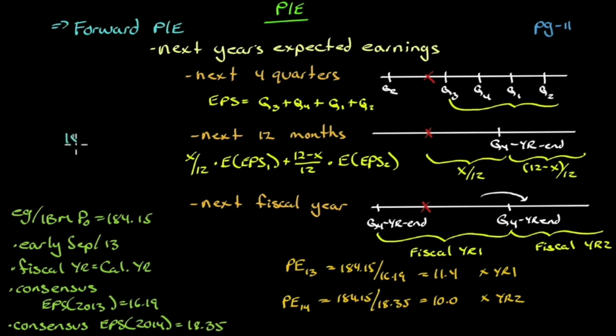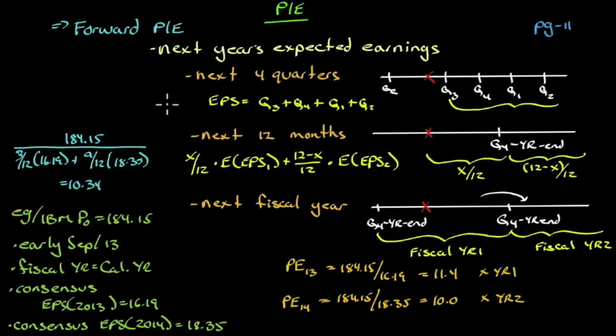What is our numerator? Our numerator is price, 184.15. Now we need our earnings per share. If we say that there's 3 months left in 2013, it'll be 3/12 of 16.19, plus 9/12 of 18.35. And that'll give us 10.34. So you have an 11.4, a 10, a 10.34, and if the next 4 quarters would be different, we don't have them, but there's no reason why it shouldn't be different. It probably would be different.